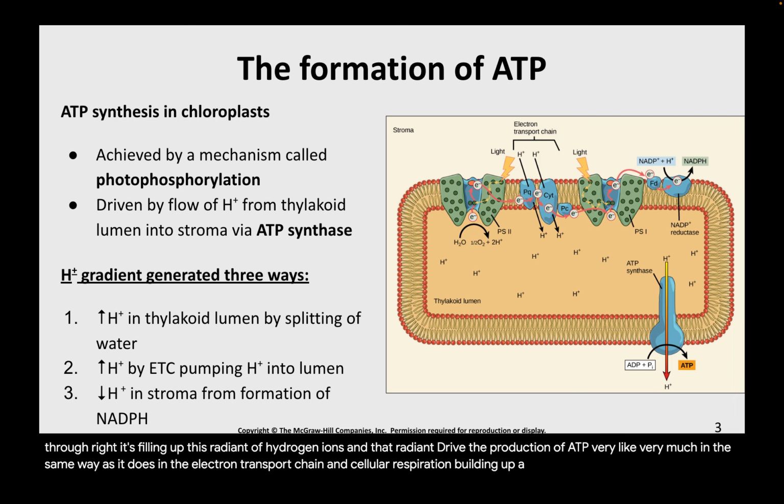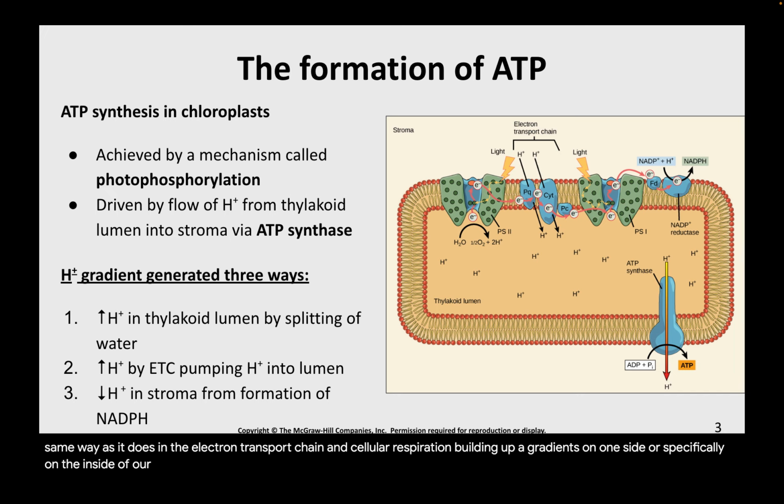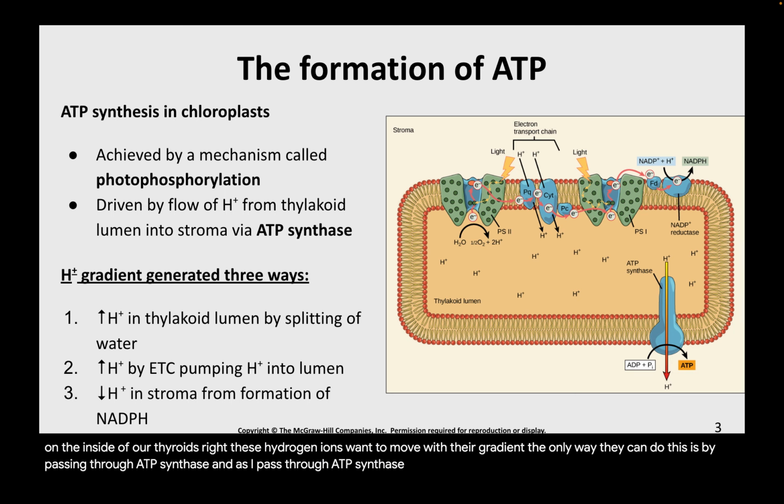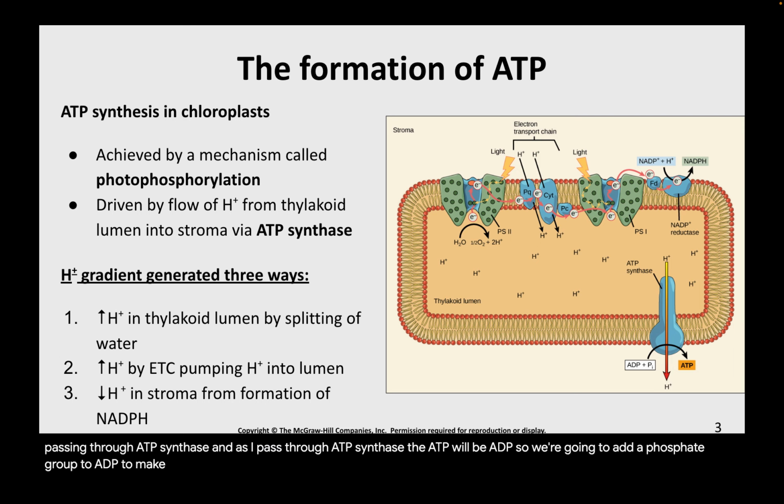Building up a gradient on one side, or specifically on the inside of our thylakoids, right? These hydrogen ions want to move with their gradient. The only way they can do this is by passing through ATP synthase. And as they pass through ATP synthase, right, ATP will be produced, right? We're going to phosphorylate ADP. So we're going to add a phosphate group to ADP to make ATP. All right, it's all about that gradient that has been formed.